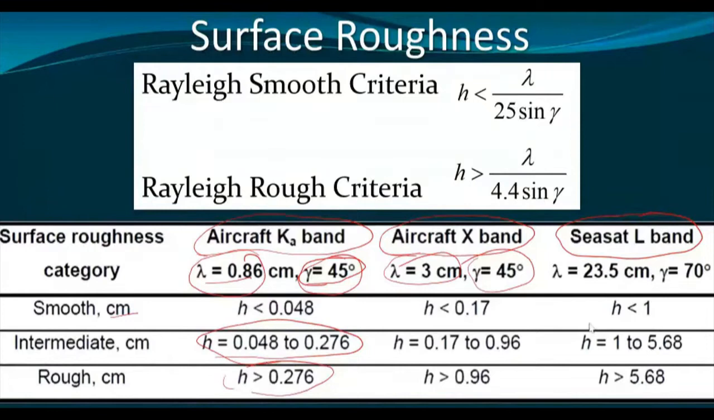Okay, so whether the terrain is smooth or rough or intermediate depends on the wavelength as well as the incidence angle. And as you know, the incidence angle is continuously varying along the swath. Therefore, for different incidence angles, the same earth surface features may appear smooth or rough depending on the incidence angle, if we consider the wavelength as constant.